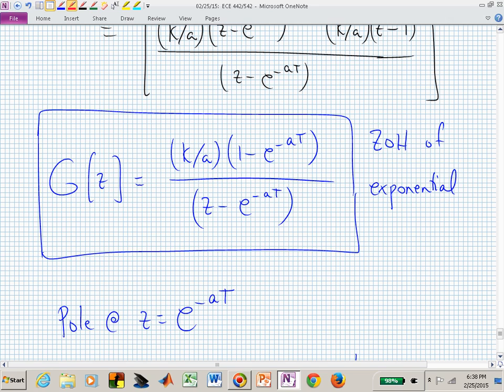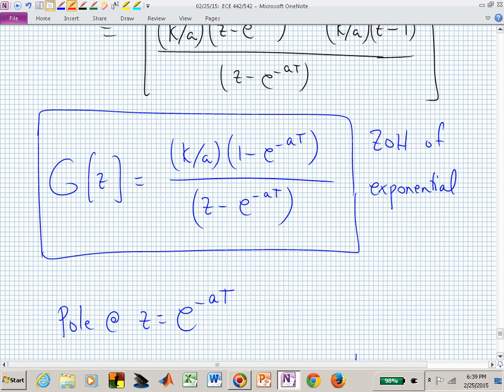Can we find the DC gain for this beast? Where would we evaluate this? If I gave you G of S and I said, what's the DC gain of G of S, what would you do? Would you evaluate G of S where? S equal to 0. At DC, right? S is equal to 0, that's DC.